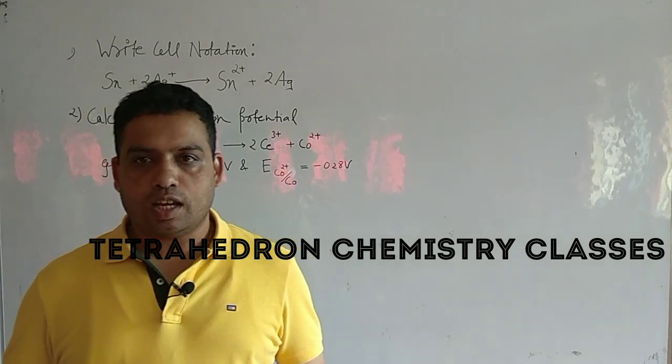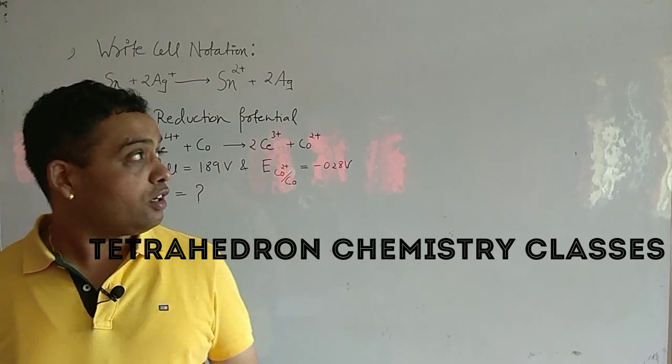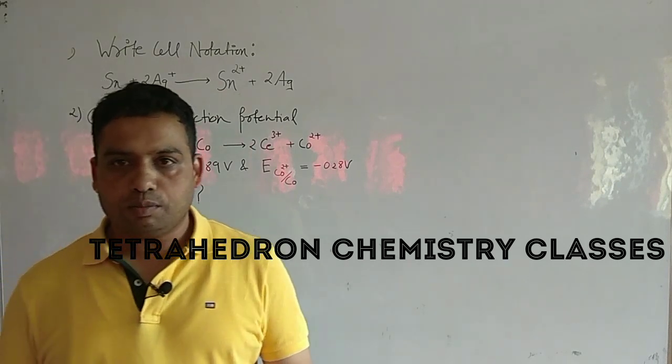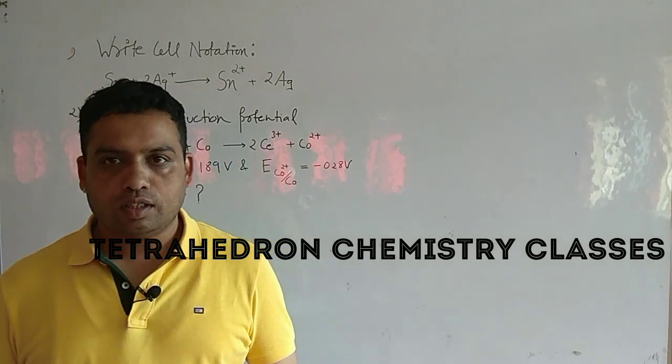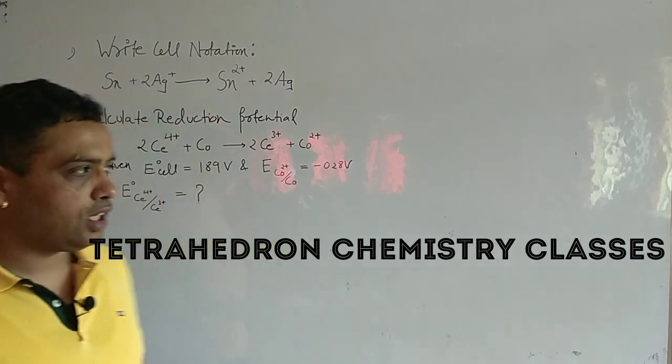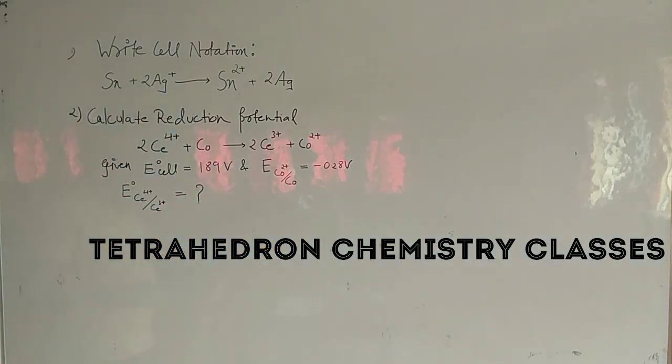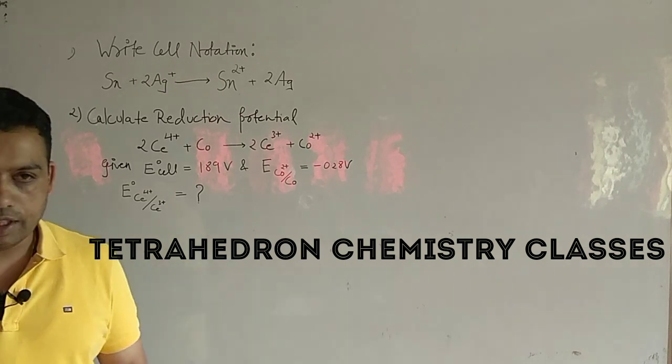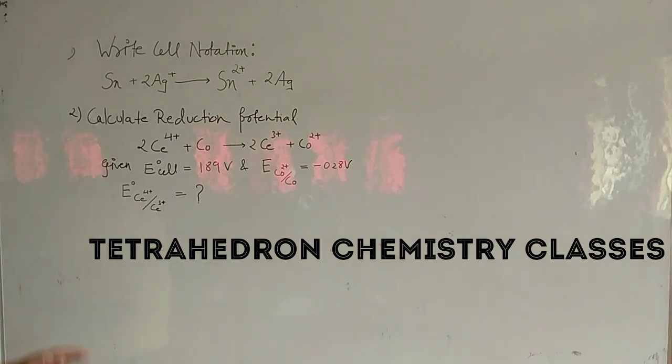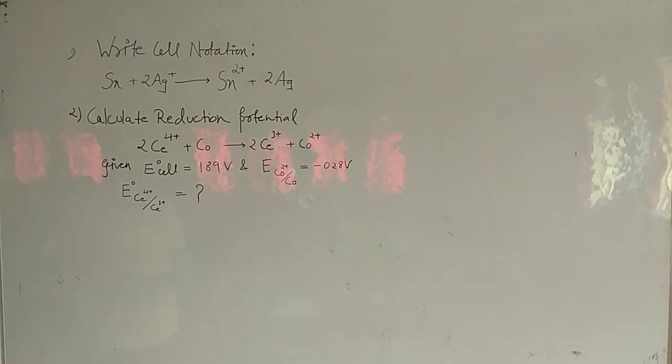So in today's class, I will continue from the position where I left off in the last lecture. In the last lecture, I explained to you the working of electrochemical cells. Now I will show how we can solve some of the problems given in electrochemistry. So this is your first question: write the cell notation of the following reaction.